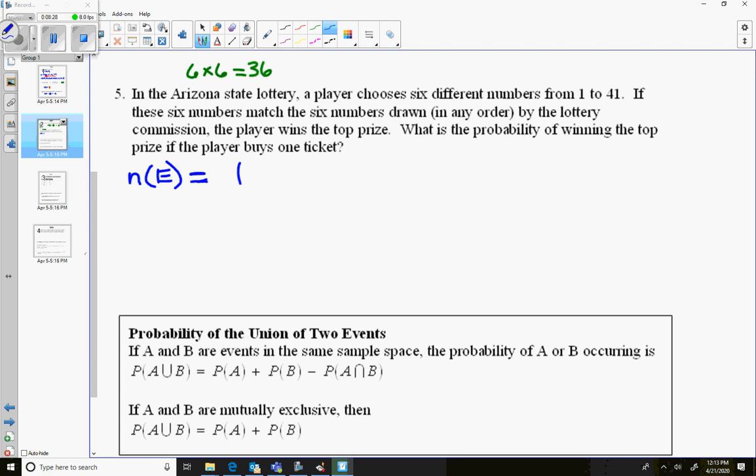How many possible lottery tickets are there? Well, you're choosing 6 numbers from 1 to 41 in any order. So the number in our sample space, in any order, order does not matter, makes it a combination. From 1 to 41 means there are 41 numbers, and we are choosing 6 of them.